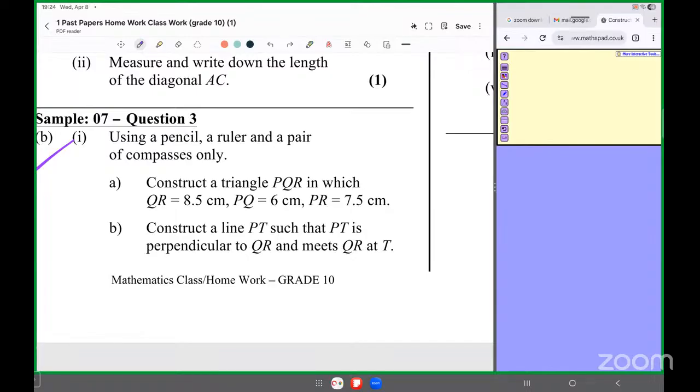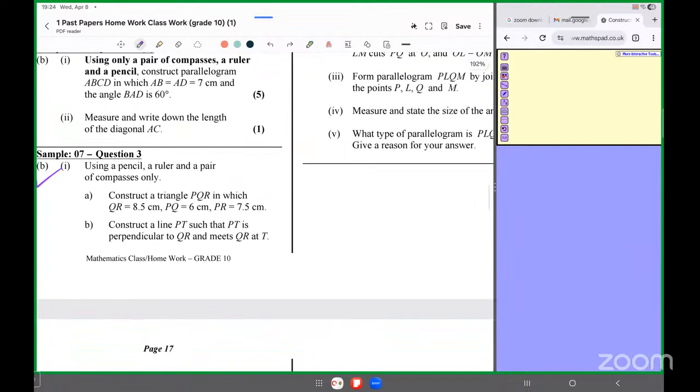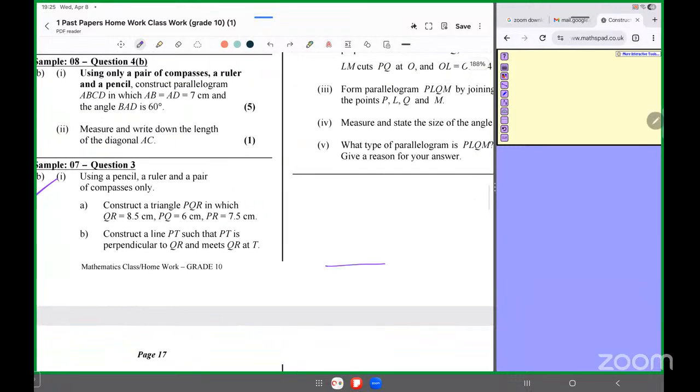All right? This one says use a pencil, rule and a pair of compasses only. Construct a triangle PQR in which QR is, say, they only give you 3 sides. As an example, you only get 3 sides. So to do this one, I'm going to draw the line QR first.